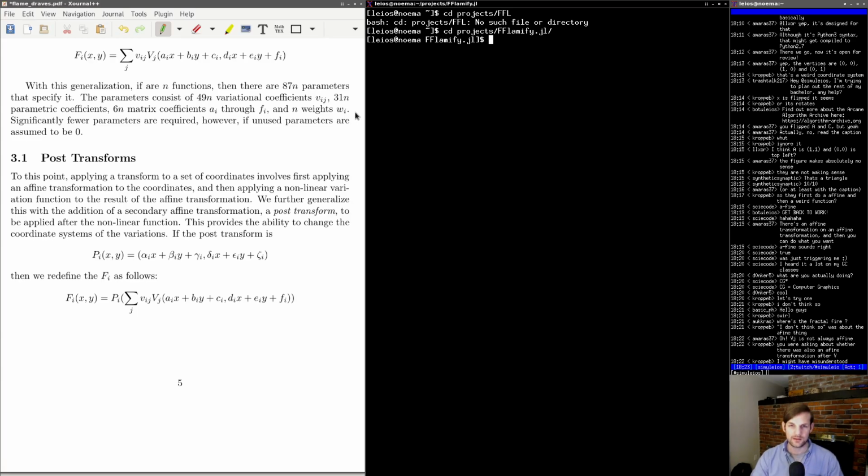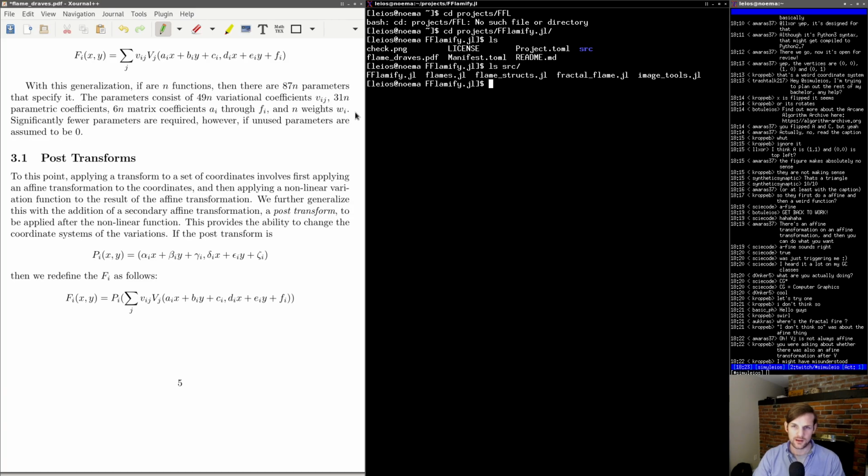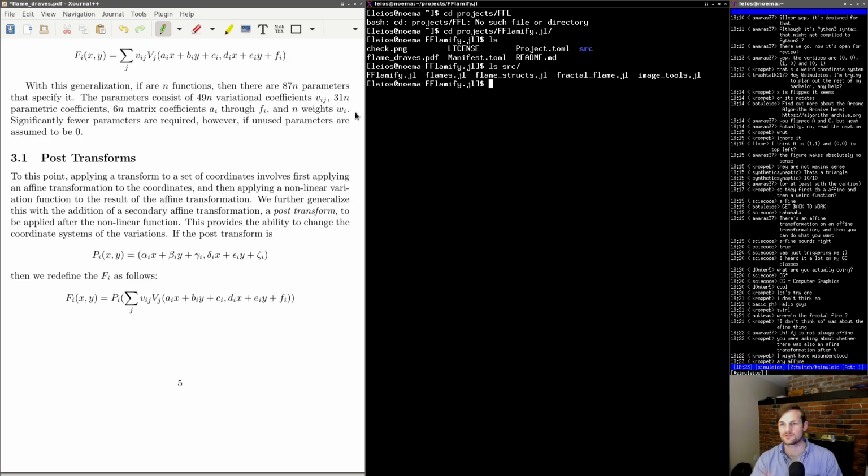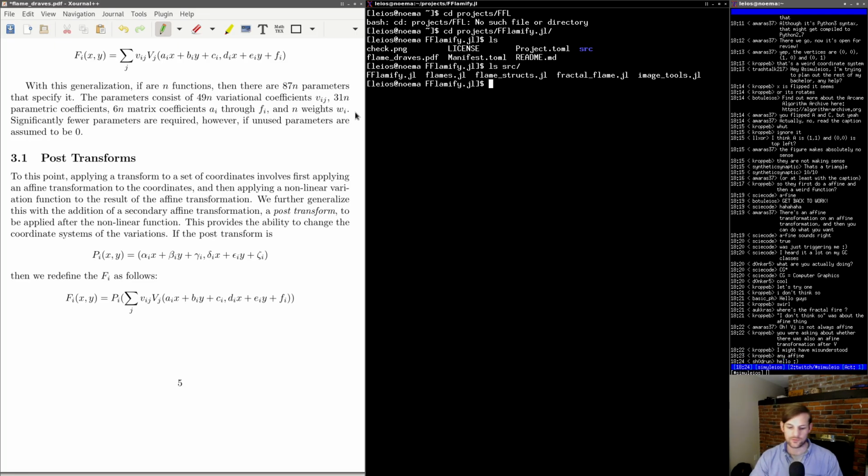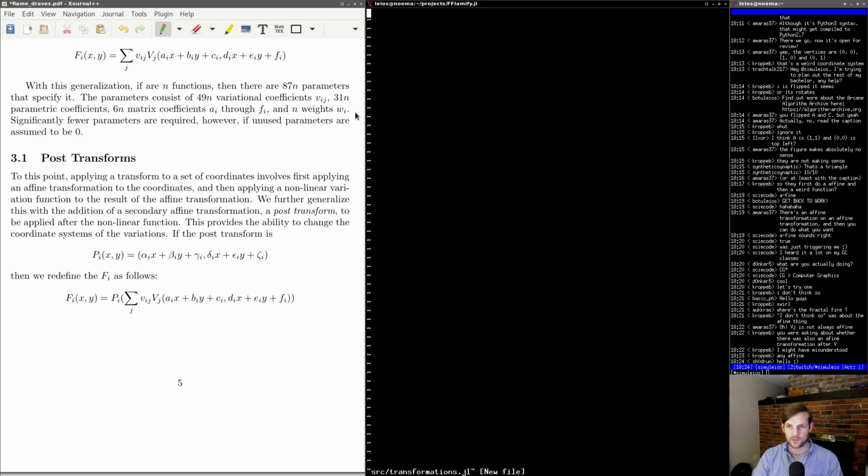So let's just cd. Actually, we're already there. So L is here. And let me think about this. So L is into source. And what do we have? We've got all the different flame structs, the fractal flame method, the image tool, something like that. So what am I going to do? I think what I want to do is create a new file in source, and we'll call it transformations.jl.